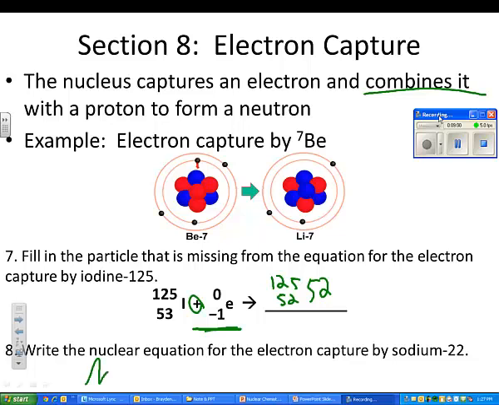So Na, 22, number is 11. Since we're capturing the electron, we're going to write minus 1, 0, e, there's our beta minus, yields 22 for the mass number, 10 for the atomic number. The element number 10 will be neon. So that's the only thing: you're capturing it, so it needs to be written in the reactants.